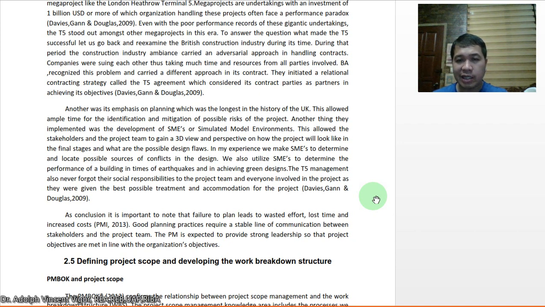So in my experience, we make SMEs to determine the look or locate the possible sources of conflict in the design. So I think a good way to simulate models right now is to use building information modeling or BIM. So we also utilize SMEs to determine the performance of building in times of earthquake and in achieving green designs. The T5 management also never forgot their social responsibilities to the project team and everyone involved in the project as they were given the best possible treatment and accommodation for the project.